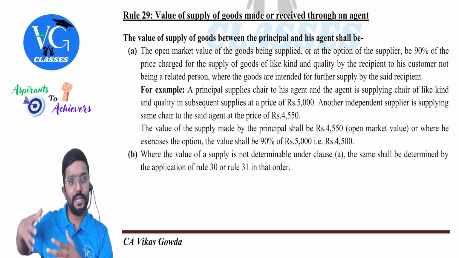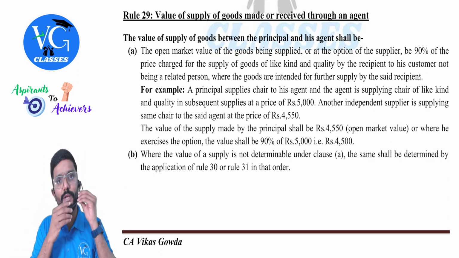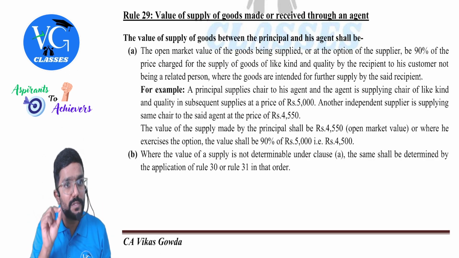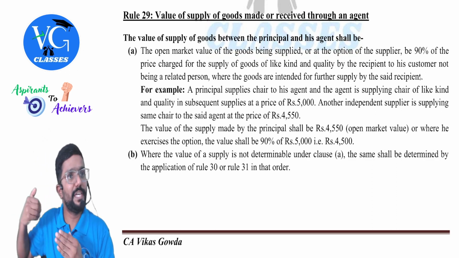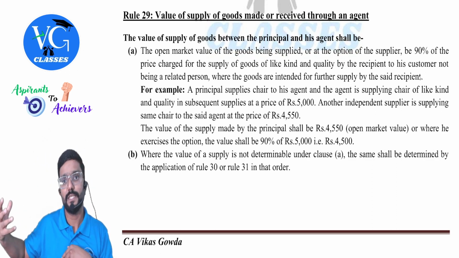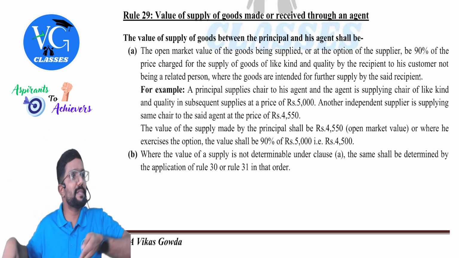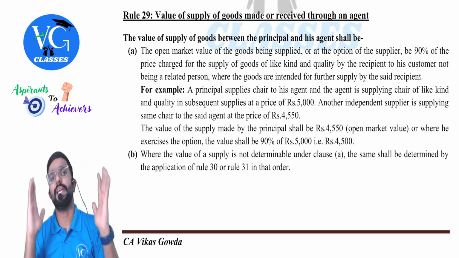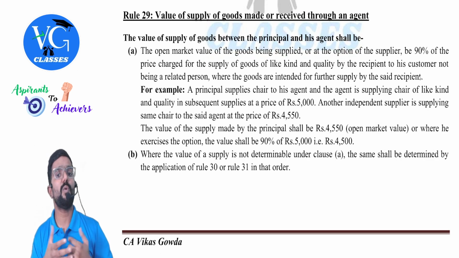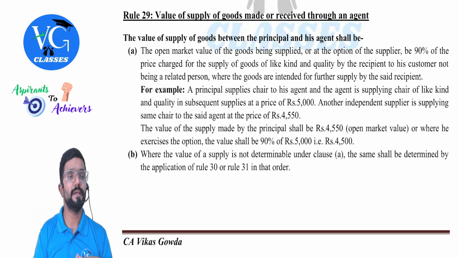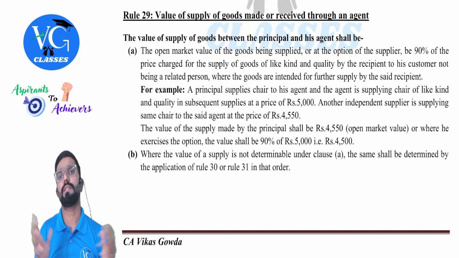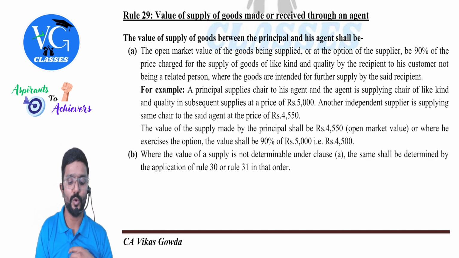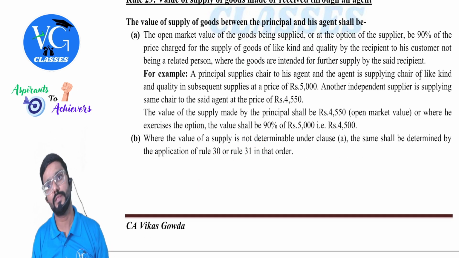That is, whatever goods the agent is receiving from principal, if he is further selling it, then not the same goods, but if similar goods are sold by agent to others, whatever price that is, we will take 90% of that as the value of supply between whom? Principal and agent. Sir, what if that is not available? Then we will apply rule 30 or 31 in that order. If it is a service, straight away you can go to rule 31, ignoring 30.